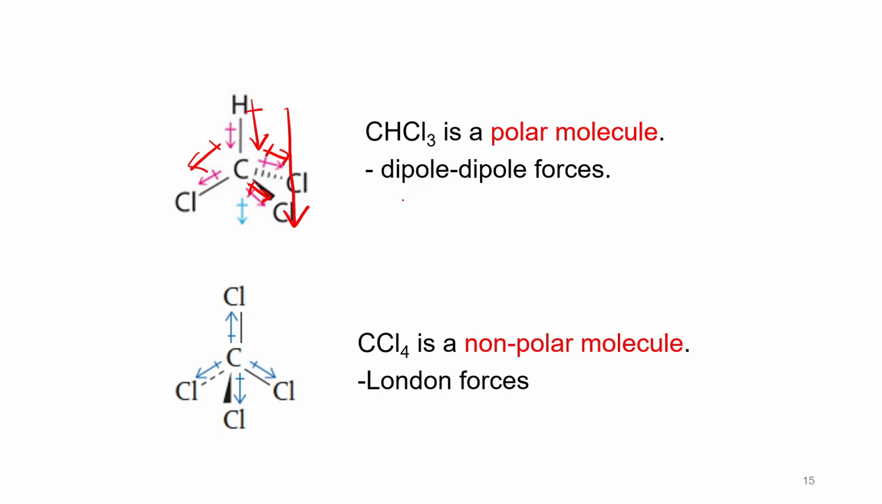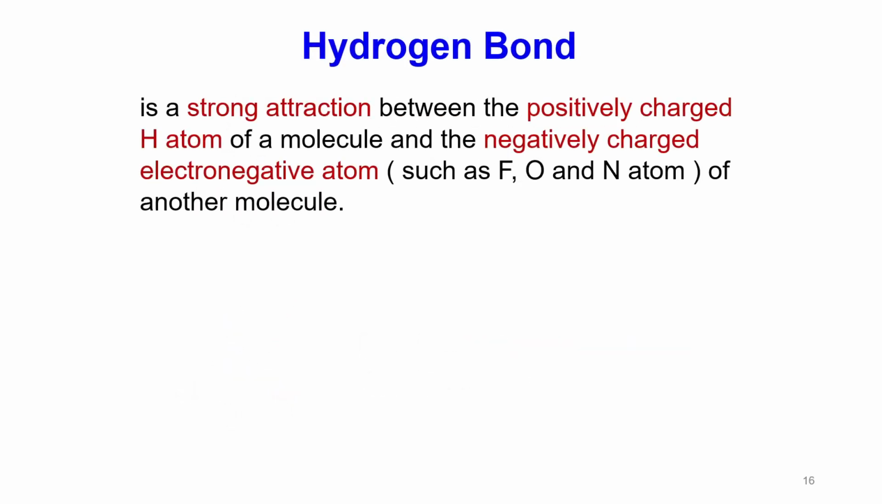And then CCl4 is a non-polar molecule because dia berlaku cancellation. Pembatalan atas satu, kiri, kanan dan ke bawah. Jadi dia ada apa? London forces. Okay, next kita tengok hydrogen bond.